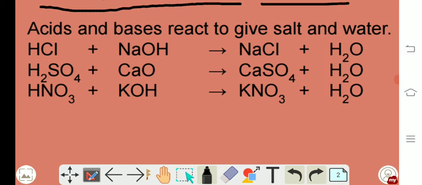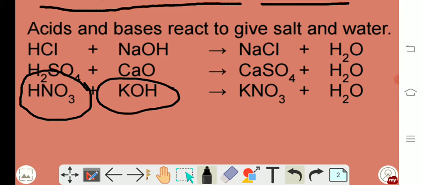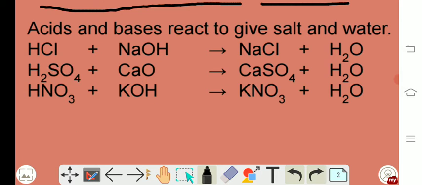So now next is nitric acid, HNO3. The molecular formula for nitric acid is HNO3. It reacts with potassium hydroxide. Potassium hydroxide is a kind of base. This one is your acid and this one is your base. When acid reacts with base, we always obtain salt and water. So what happens when nitric acid reacts with potassium hydroxide? It gives salt like potassium nitrate and water.